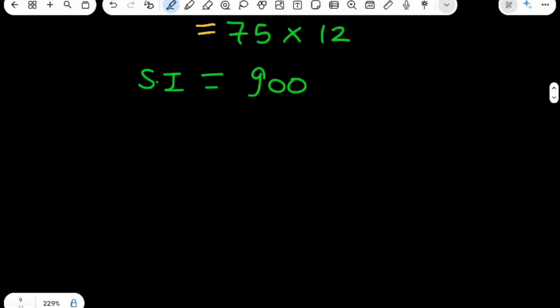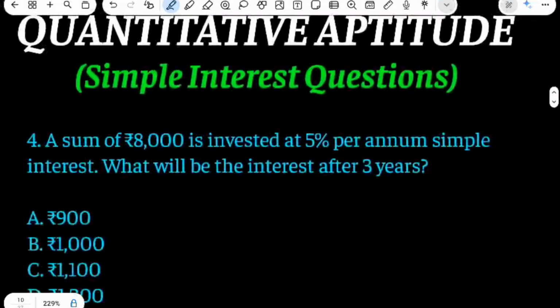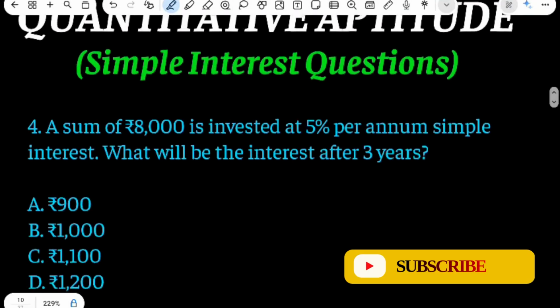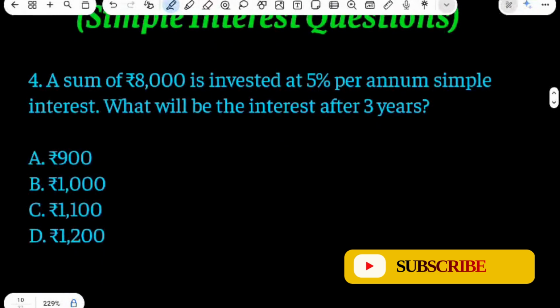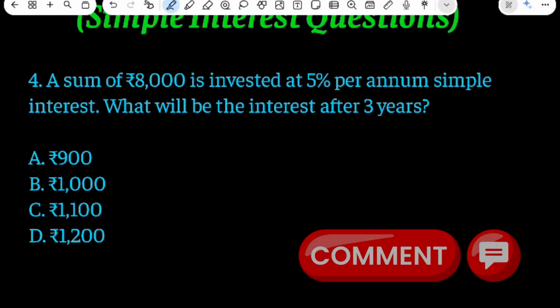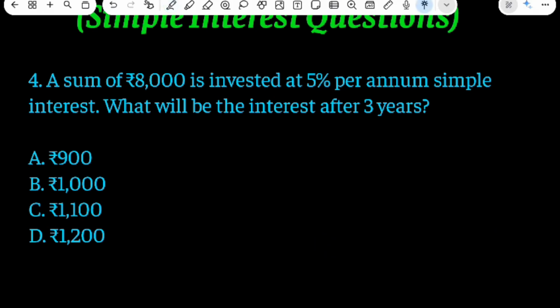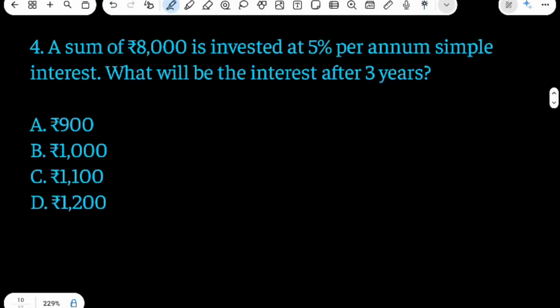Moving ahead with the last, fourth question, which I think you now have enough confidence to solve on your own. So question number 4 is, by the way, I'm expecting you guys to solve it and write the answer in the comment box. Let's move ahead. A sum of 8,000 is invested at 5% per annum simple interest. What will be the interest after 3 years? A very similar question to the above, and I hope you can solve it now.